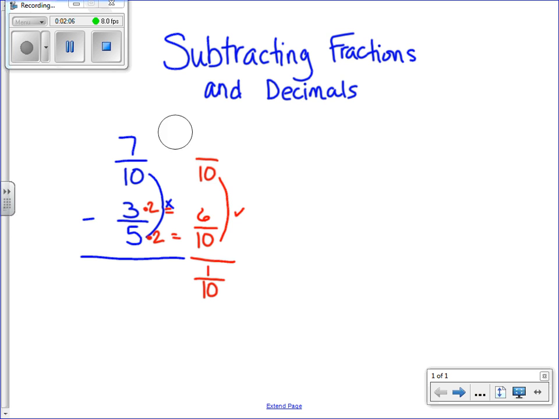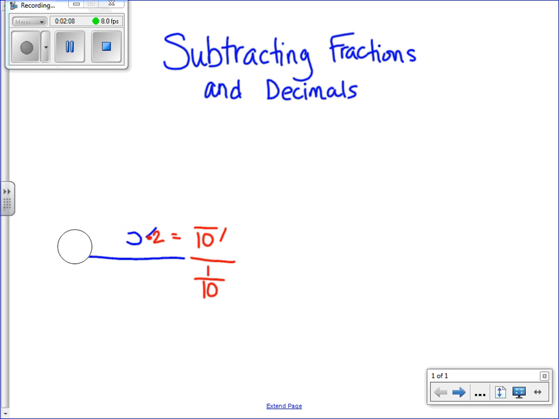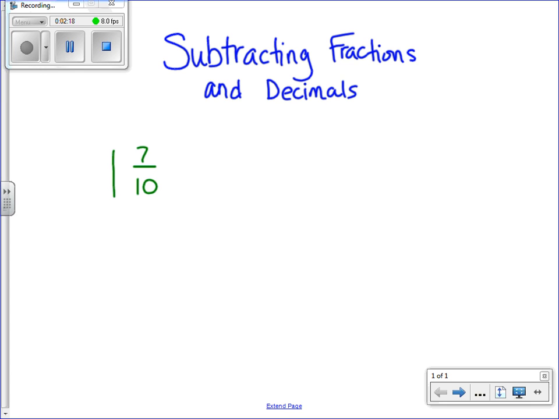Okay, so what if we have a mixed number? Let's start off with 1 and 7/10. And then we have, let's just use the same one, 3/5. You're going to use the same steps. First, I look at my denominator. It's not the same. So I need to change it so that it is. And we know from the last one that we just did that our denominator is 10.